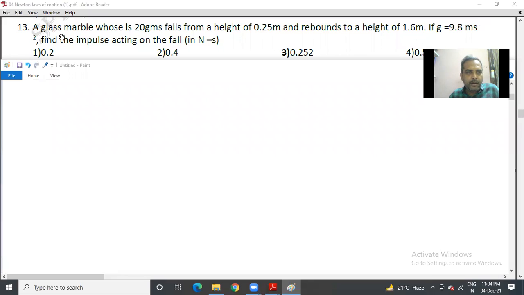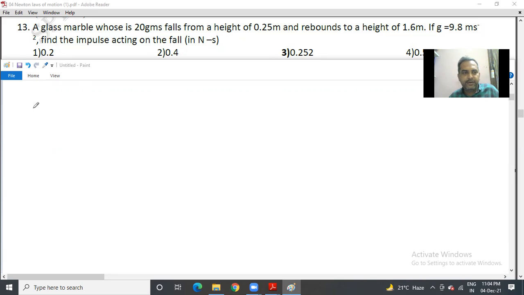Next question. A glass marble whose mass is 200 grams falls from a height of 2.5, instead of 0.25, you take it as 2.5 meters, and rebounds to a height of 1.6 meters. g is equal to 9.8 meter per second square. Find the impulse acting on the ball.